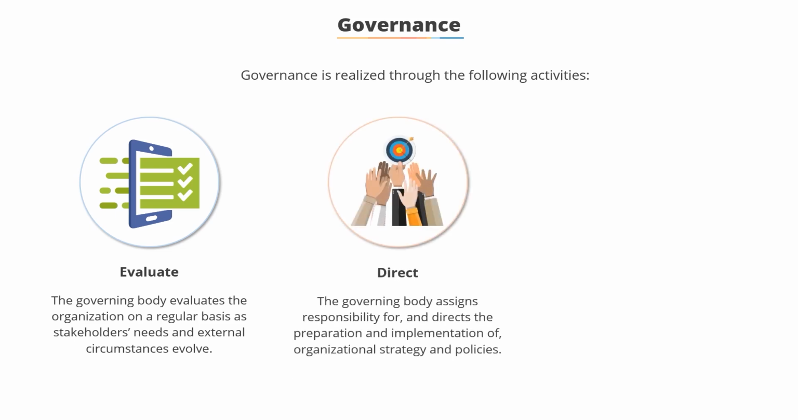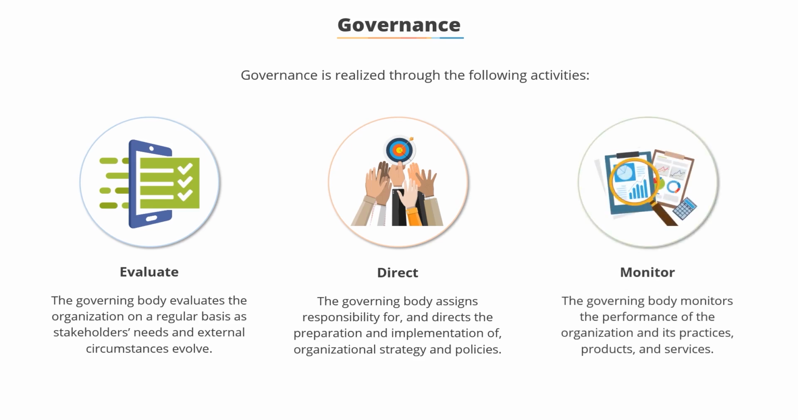Direct. The governing body assigns responsibility for and directs the preparation and implementation of organizational strategy and policies. Strategies set the direction and prioritization for organizational activity, future investments, etc. Policies establish the requirements for behavior across the organization and, where relevant, suppliers, partners, and other stakeholders. Monitor. The governing body monitors the performance of the organization and its practices, products, and services. The purpose of this is to ensure that performance is in accordance with policies and direction.